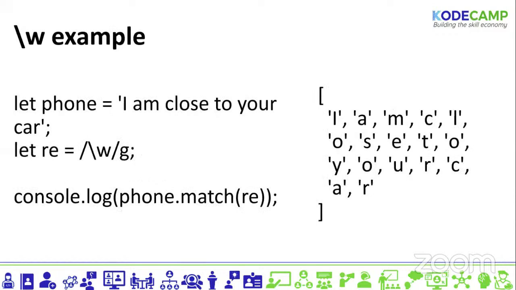Let's see an example. If we wrote let phone equals "I am close to your car", for example, and then match that with \w, this is going to be the result. Here we are taking out all the characters, each of the letters. But here we don't really have any non-word character, any symbol that is not a letter or alphabet.